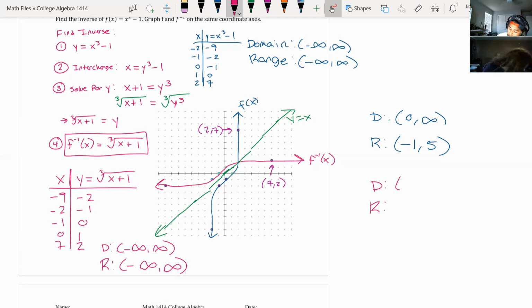Negative infinity to 0. No. So you take these and you just... Oh, -1 to 5. -1 to 5. And what would my range be? 0 to infinity. That's it.